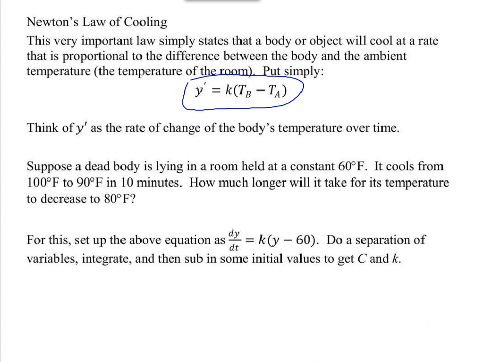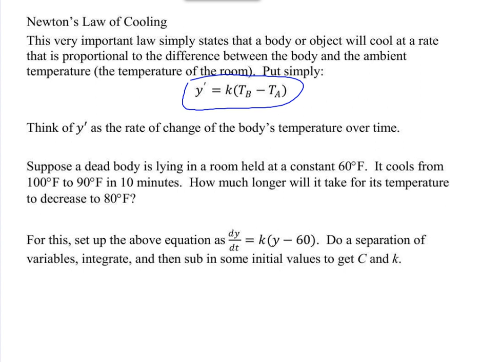So let's suppose a dead body is lying in a room, held at a constant 60 degrees Fahrenheit. So I don't know what room that would be. Probably like my living room. Okay, so one of those rooms. A room that's actually cool.